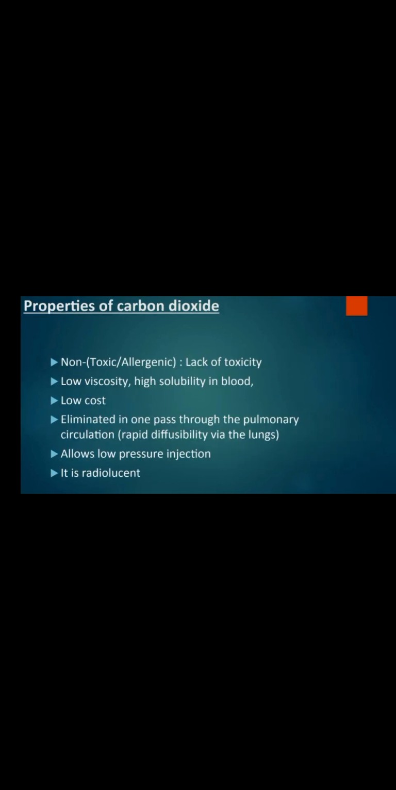One of the properties of carbon dioxide which make it a good contrast agent is it is non-toxic or allergenic, that is, it lacks toxicity. Carbon dioxide is also highly soluble in blood and has a low viscosity. Carbon dioxide also has a low cost since it is available naturally in the atmosphere.